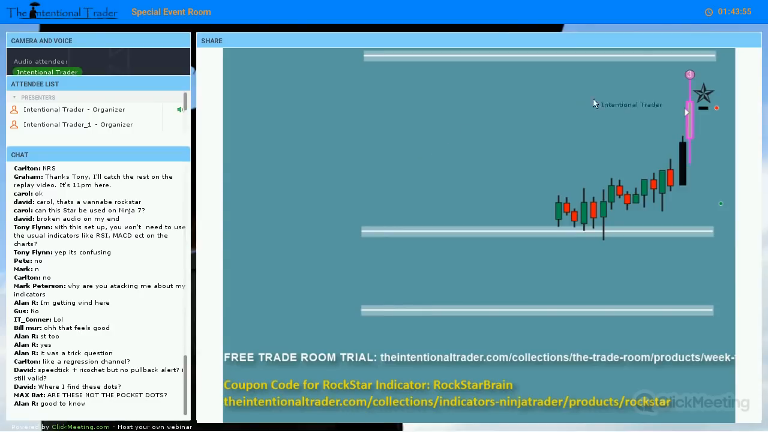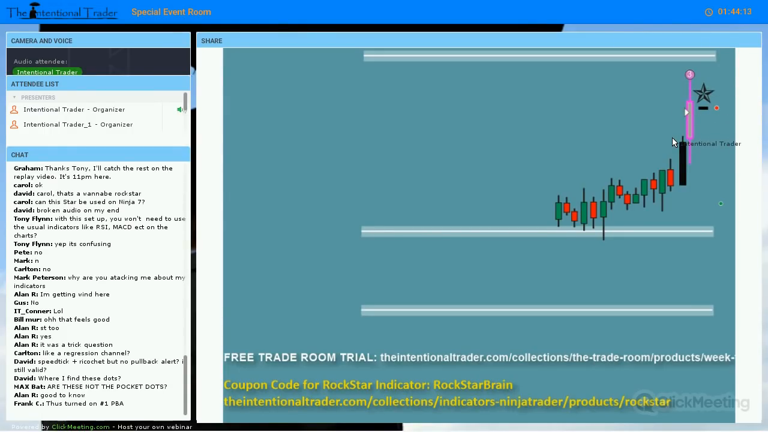So we're actually going to call this a naked Rockstar. That's going to be the name of the setup, naked Rockstar. If support and resistance is behind it, it's called a Rockstar. If it's not, it's called a naked Rockstar. And it's naked. There you go.